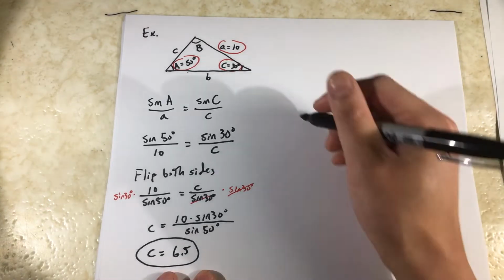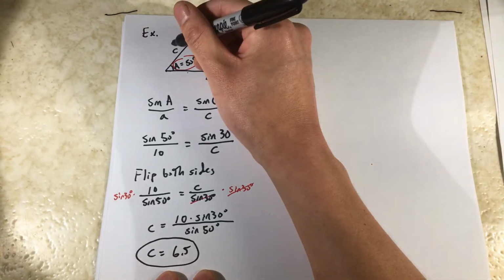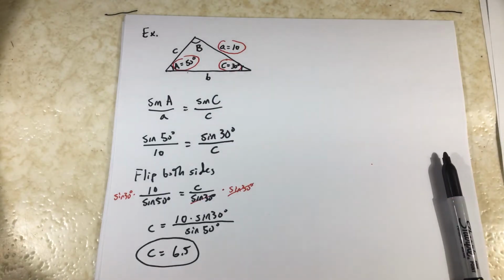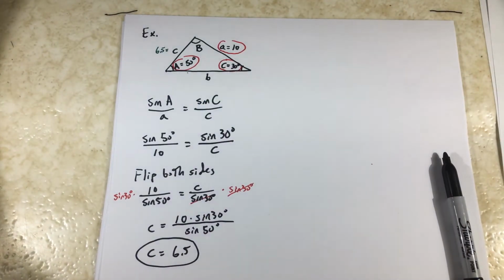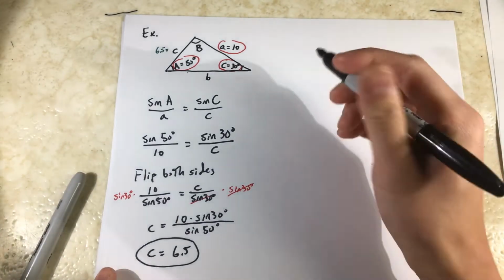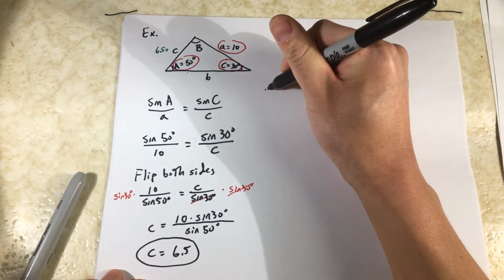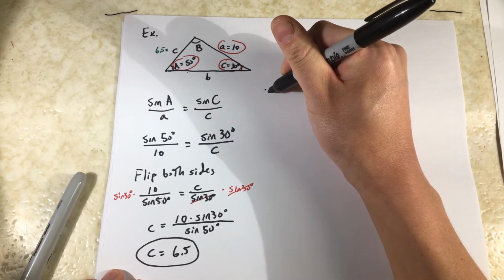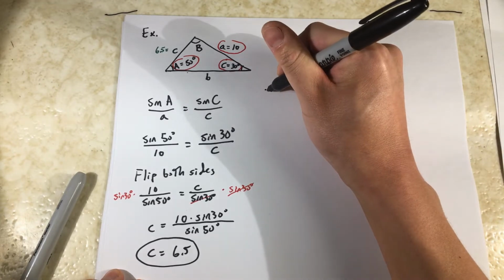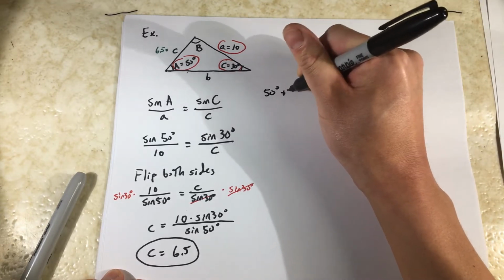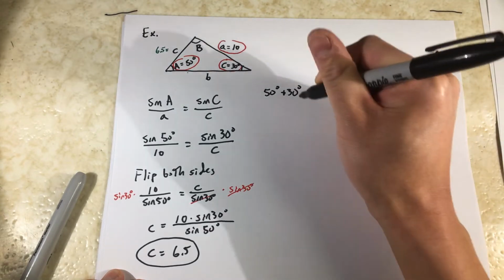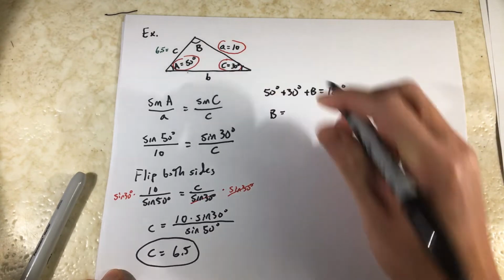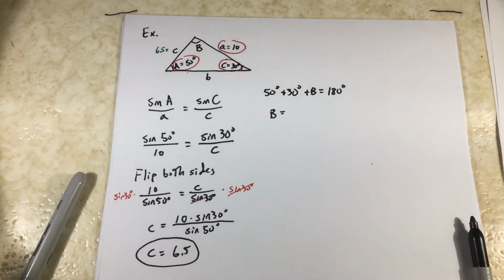So I know this side. Here, I'll put this in green. So this is 6.5. All right. The next thing is to solve for B. One thing I know is that all the angles have to add up to 180. So 50 degrees plus 30 degrees plus B has to be equal to 180 degrees. So I can solve for B just by subtracting 180 minus 50 minus 30.